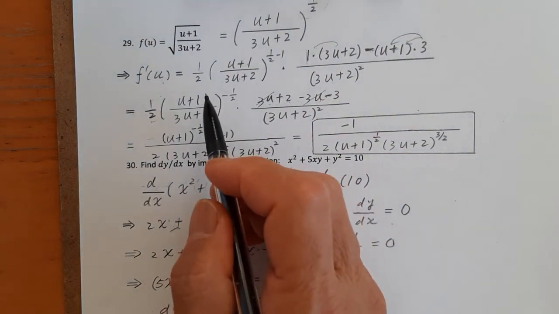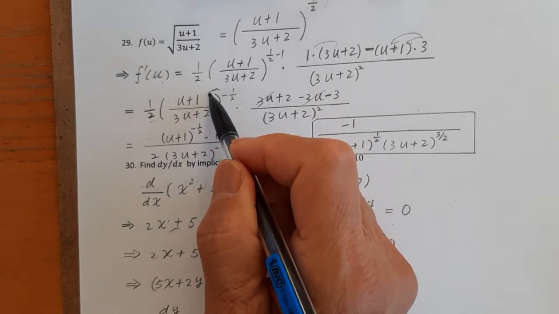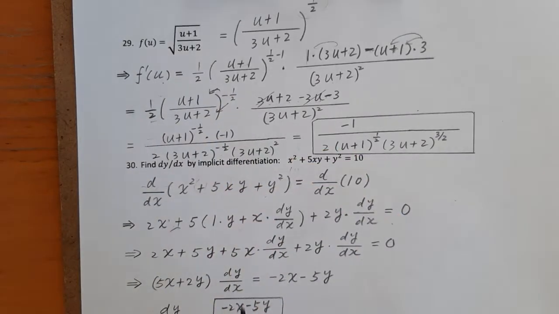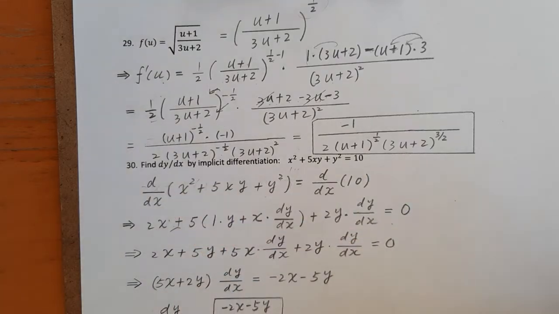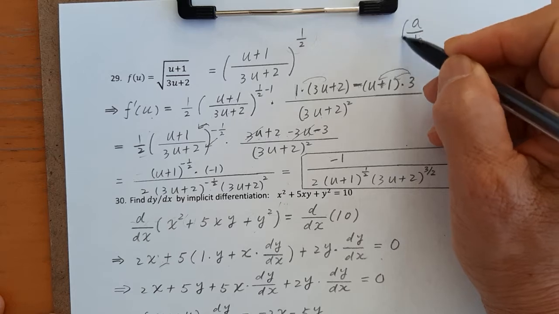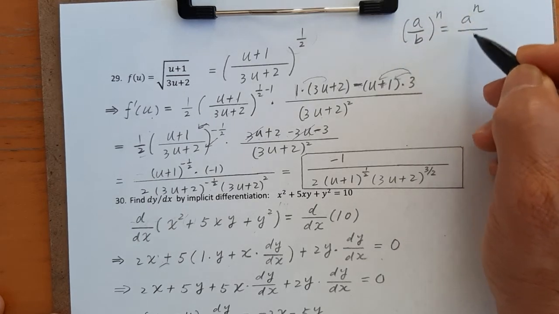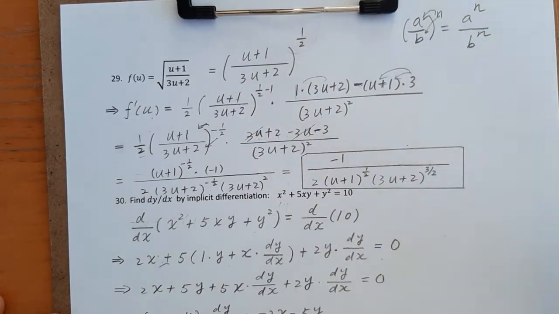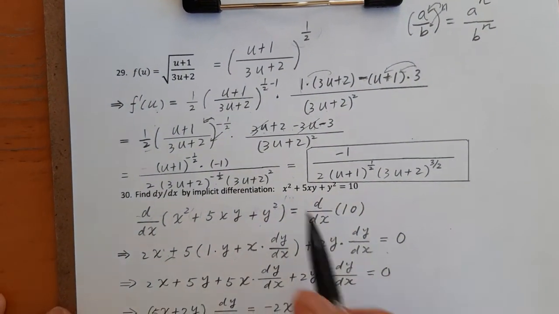And then this base negative 1 over 2. This exponent goes into each base. This we call power rule of quotient. Power rule of quotient is a over b to the power n equals a to the power n over b to the power n. This exponent goes into each base, and this is a quotient. This we call power rule of quotient.